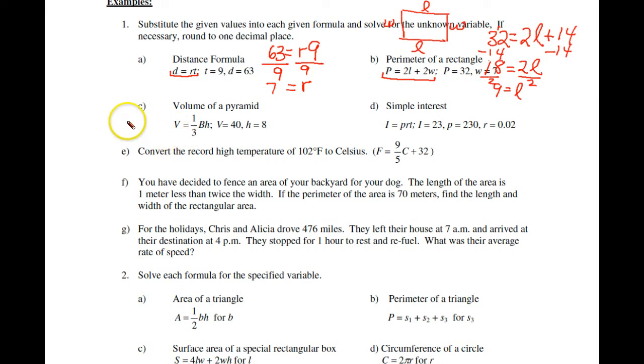All right, now a pyramid. I think you all know what a pyramid looks like. Let's see if I can draw a pyramid here. Sort of a pyramid there. And the volume of a pyramid is this formula right here. So we know the volume, which is going to be 40. We know we have 1/3. And we don't have the big B, but we do have the lowercase letter h, which is 8.